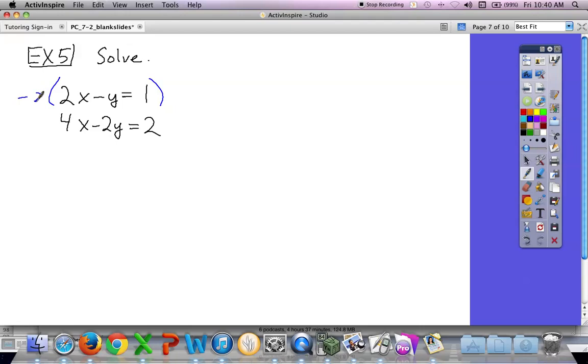I'll multiply this one by -2, so that I get -4x plus 2y equals -2. 4x minus 2y equals 2.